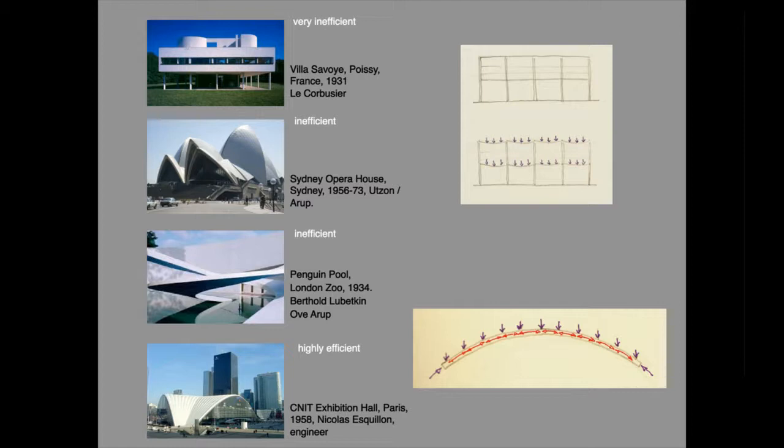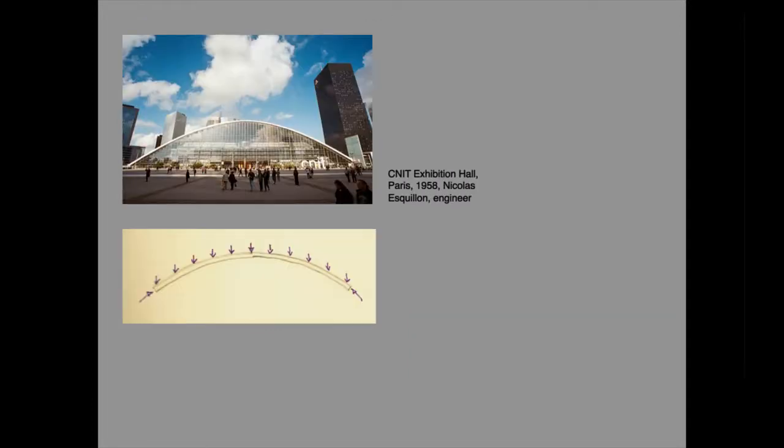The important consideration is that the type of internal force that occurs is determined by the overall form of the structure in relation to the pattern of load that it carries, which is why overall form is such an important consideration so far as structural efficiency is concerned. Let's now look a little further into how this axial internal force only condition is achieved at the CNIT Exhibition Hall.